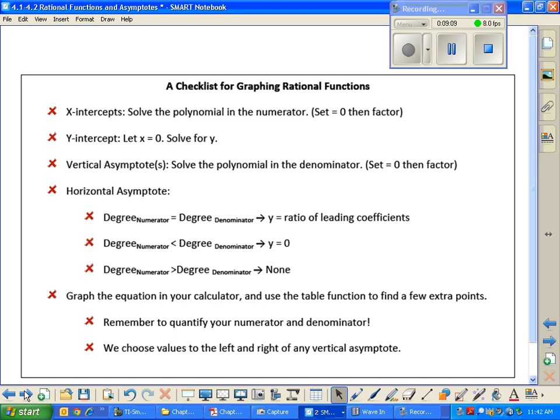The first thing that we're always going to find is the x-intercepts, the places where the graph crosses the x-axis. This comes from just setting your numerator equal to 0, and then you solve. The y-intercept comes from letting x equal 0. The vertical asymptote, all you're going to do there is set the denominator of the polynomial equal to 0 and solve. And then the horizontal asymptote, that's the brand spanking new piece of information. That comes from a comparison that you're going to do. You're going to compare the degree of the numerator, or the highest exponent in the numerator, to the highest exponent in the denominator, and then make your horizontal asymptote from there. The last thing we usually do is we graph our equation in our calculator to go through and get a couple of points to make our graph nice and neat. So let's get started.